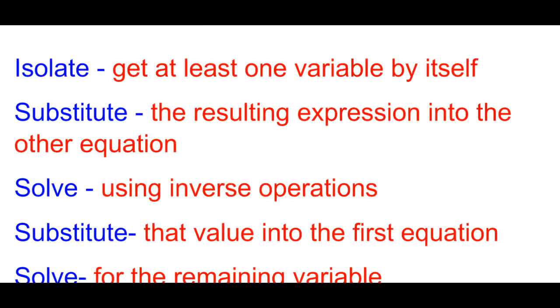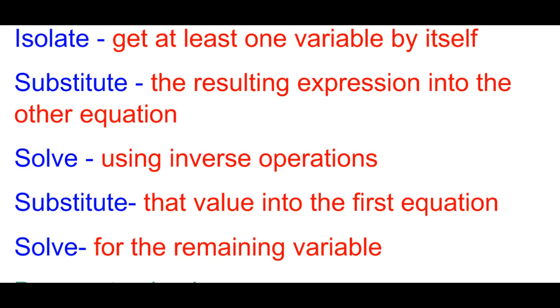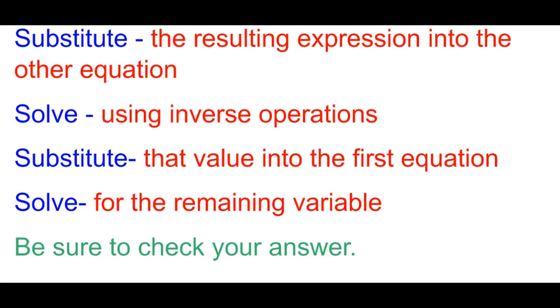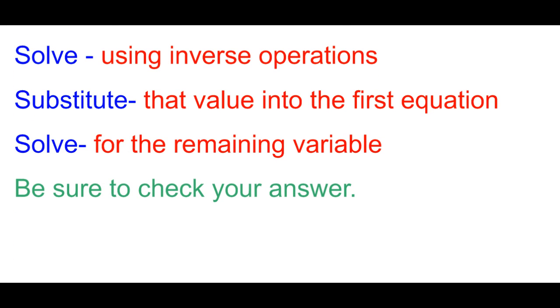Here are the steps. You will probably want to write this down. Step number 1, isolate. Get at least one variable by itself. Step 2, substitute. Take the equation that you just isolated the variable for and substitute it in for that variable in the other equation. Then solve that equation using inverse operations. Take the answer that you get for that variable, substitute it back into the first equation where you isolated the variable, and then solve for the remaining variable.